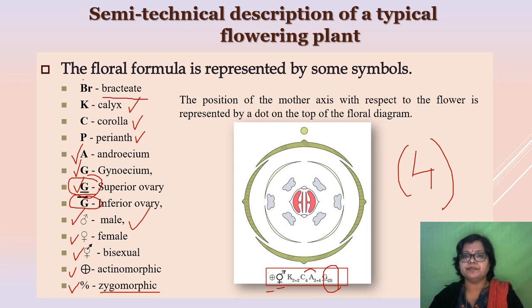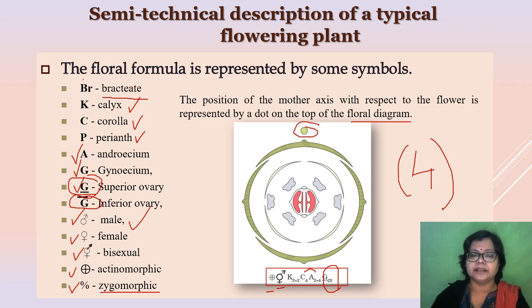And then the another important part that comes, that is the floral diagram. Here, this dot represents the position of the mother axis, and these represent the different whorls. So when we wish to draw the floral diagram, first we have to show the position of the mother axis, and with respect to that mother axis, we have to draw the different parts of the flower. The outermost circle represents calyx, then the second one represents corolla, and then the third one represents androecium, and the innermost one represents gynoecium.